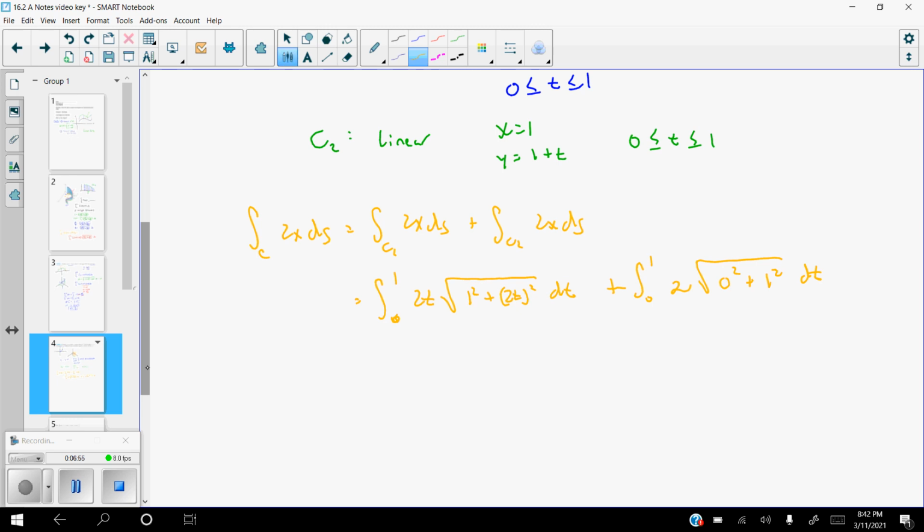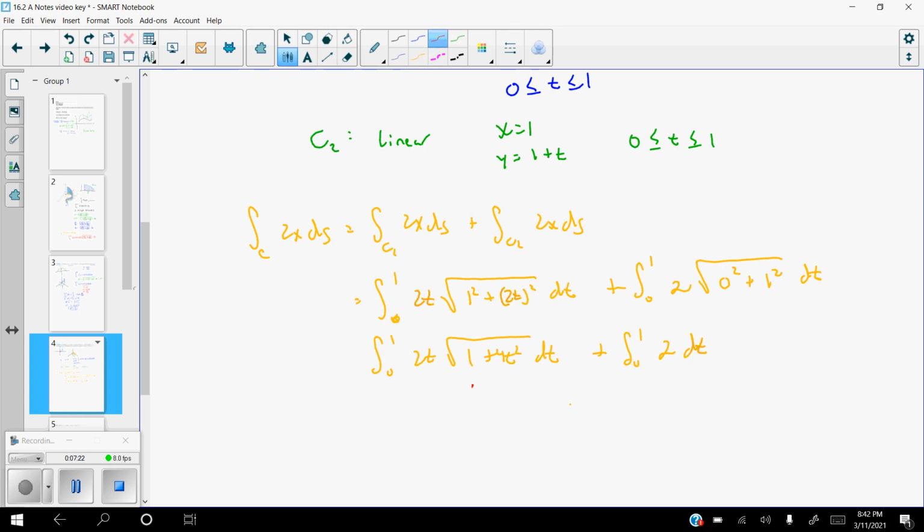In the first one, we're going to have the integral from 0 to 1 of 2t times the square root of 1 plus 4t squared dt. Looks like we'll have to do a bit of a u substitution. The second one will be really simple. It'll be the integral from 0 to 1 of 2 times the square root of 1, which is just 2, dt. So we can finish that second one very easily.